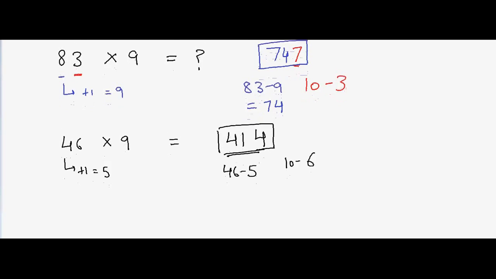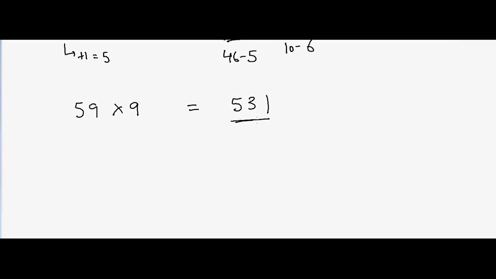Now let's try it faster for some other number. Suppose I have 59 and I want to multiply by 9. In that case 10 minus 9 is 1. So the last digit is 1, and then 5 plus 1 is 6. 59 minus 6 is 53, so 531. So that will be my answer. So you can see that I can do the calculation very fast.